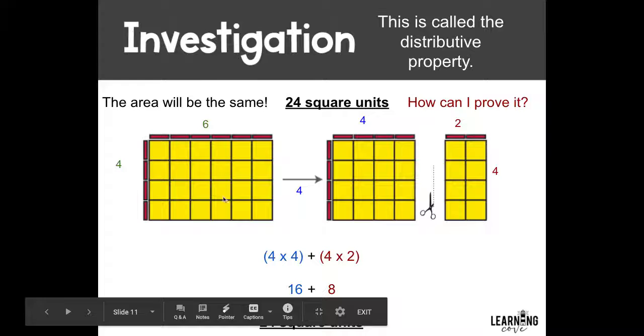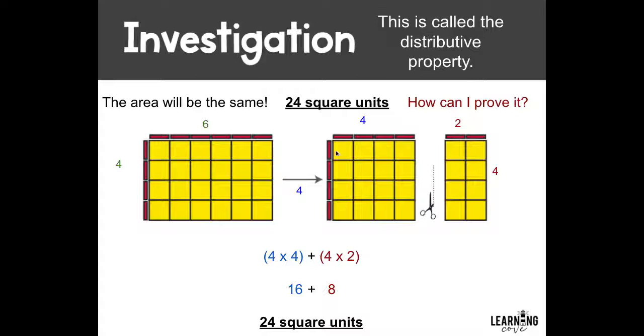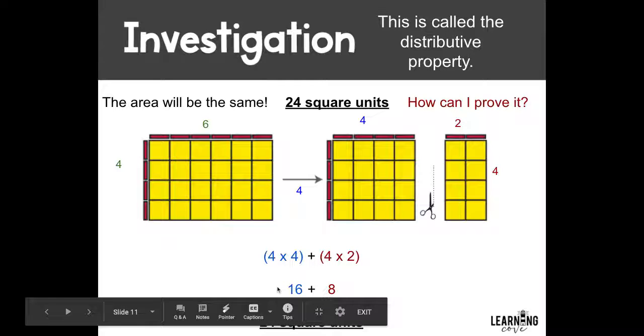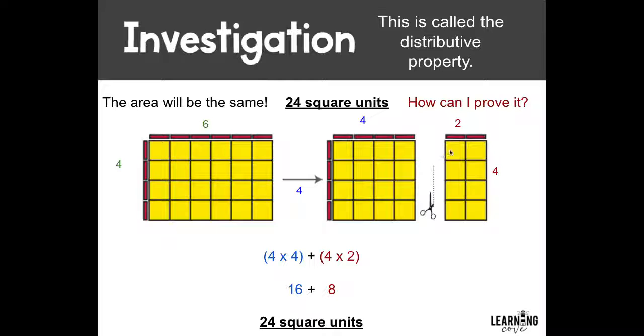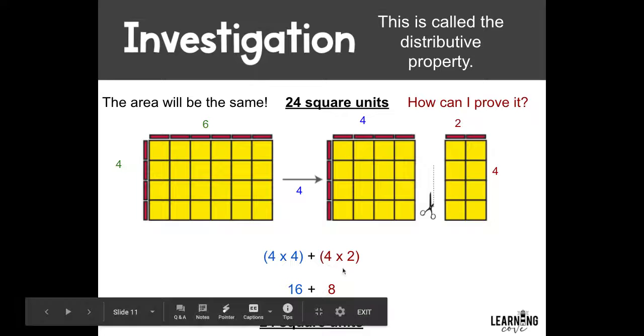Well, I have my original rectangle. I'm cutting it into two smaller rectangles. I'm going to find the area of this first one. I see 4 rows times 4 in each row is 16. I'm going to jot that down and hold on to it. I'm going to go on to my second rectangle, my smaller one. I still see 4 rows of 2. So 4 times 2 is 8.